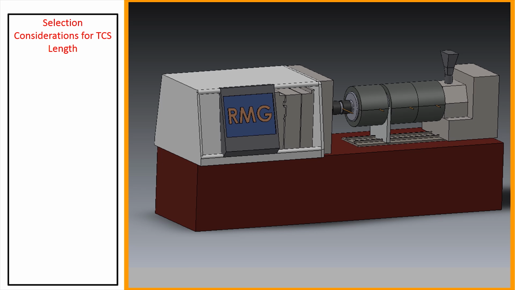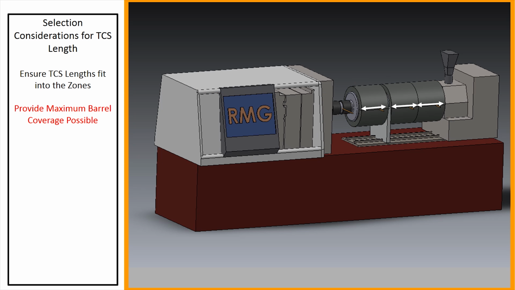The primary consideration when defining the TCS length is that the part fits into the zone as desired. This may seem fairly obvious, but much of the design process is really about physically fitting TCS to your machine, and you don't want parts that are oversized because they cannot be cut down on site. However, you also don't want parts to be undersized because you want to provide the maximum barrel coverage possible. This is for heat containment or to properly insulate the barrel.